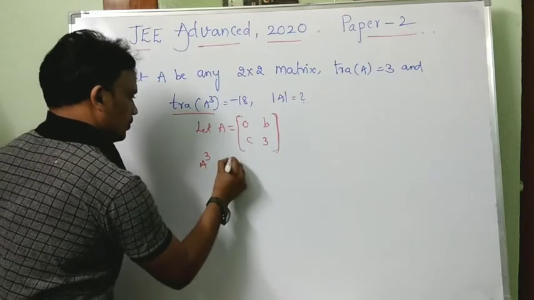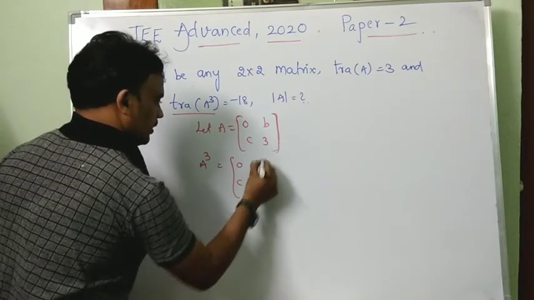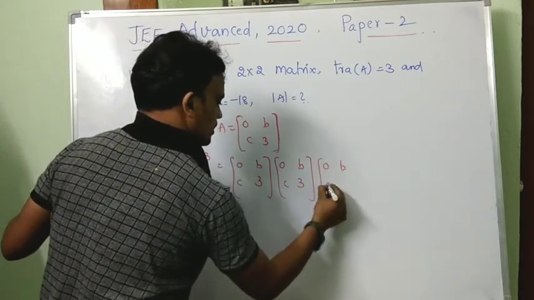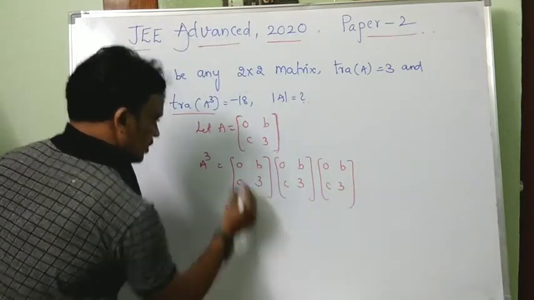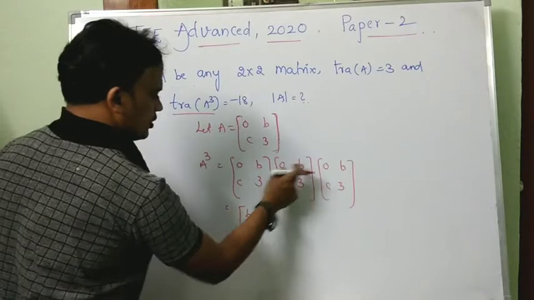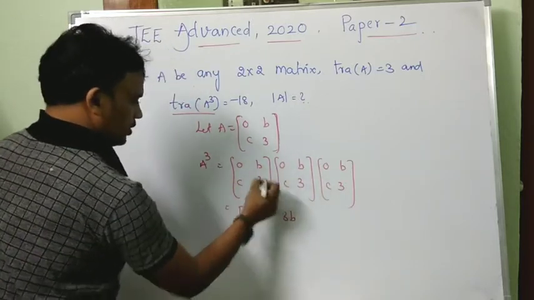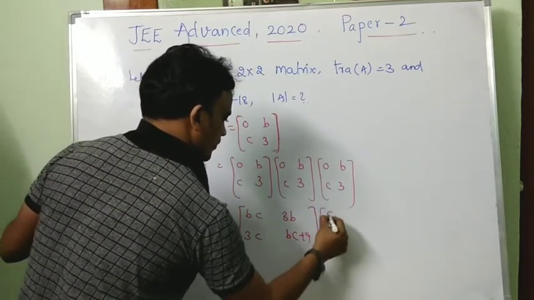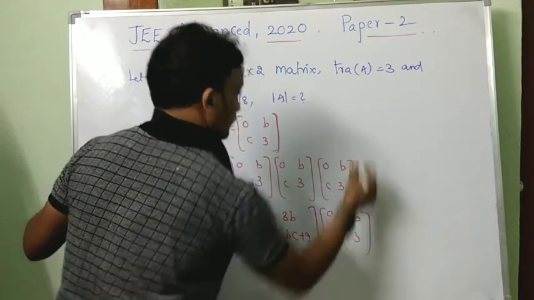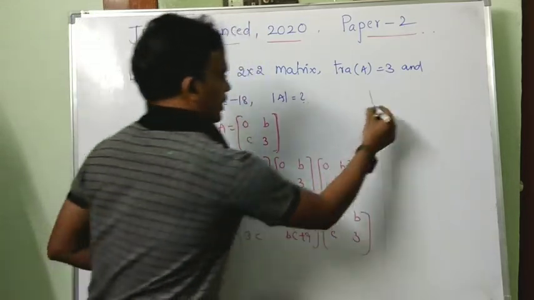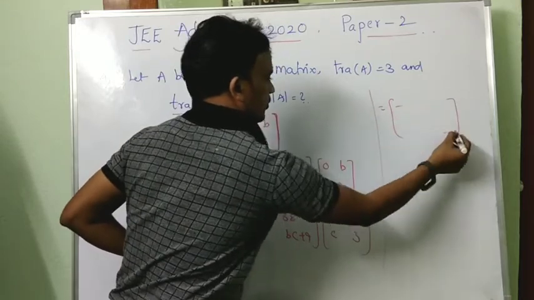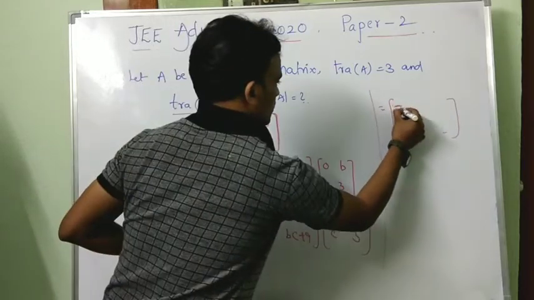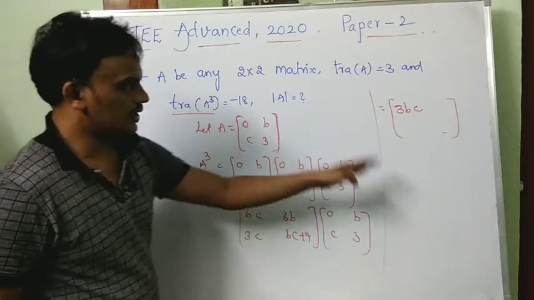So A cube is [0, B; C, 3] multiplied with [0, B; C, 3] multiplied with [0, B; C, 3]. Which is 0 and BC, and 3B, and 3C, and BC plus 9, multiplied with [0, B; C, 3]. In this case I want the first element and fourth element only to find the trace. What is the first element? 0 and 3BC, which is 3BC. I don't want the second element, I don't want the third element.